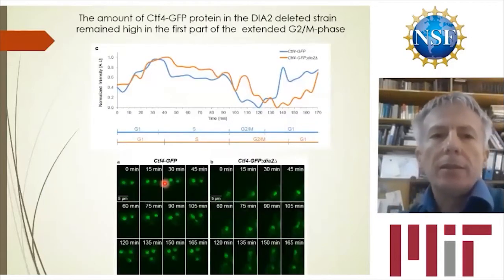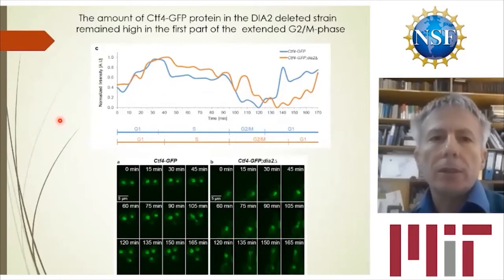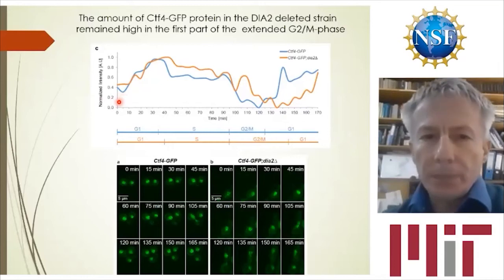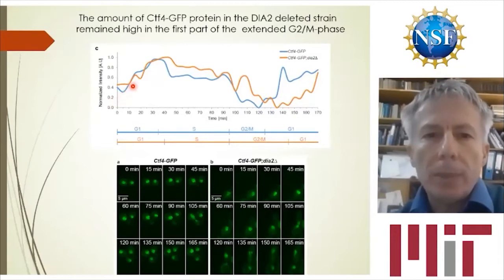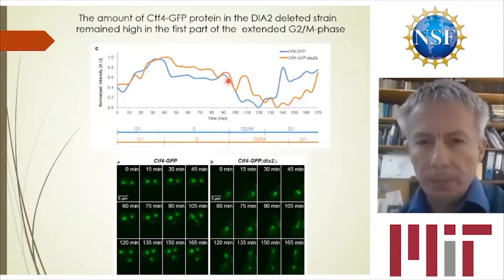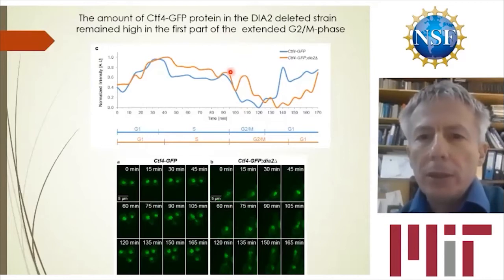Then, next, we would like to see if Dia2 is responsible for controlling the amount of Ctf4 throughout the cell cycle. In wild-type strains, the Ctf4 protein increases in amount during G1 phase, stays high during S phase, and diminishes on the border between S phase and G2/M phase. In contrast, in the Dia2 deletion strain, the Ctf4 protein stays longer, and you can see it in the half of the G2/M phase.